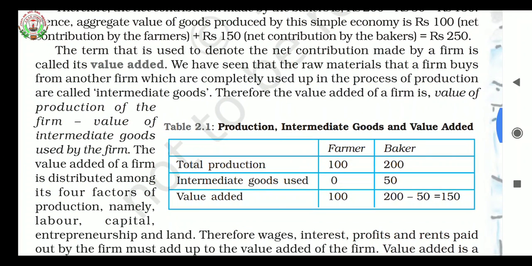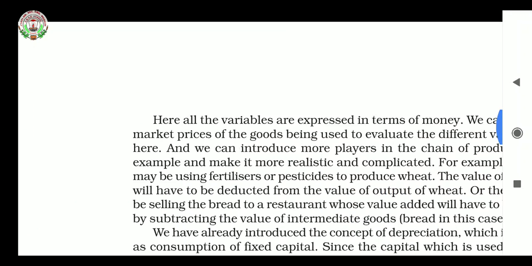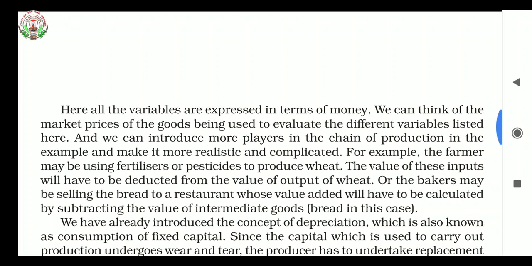Total production, for the farmer, is 100, and for the baker it is 200. Intermediate goods used, for the farmer it will be 0 because they had not used any intermediate goods, but the baker had used intermediate goods costing rupees 50. Value added for the farmer, the whole contribution, will be 100. For the baker it will actually not be 200, it will be 150, because in that, 50 rupees was of the intermediate goods which was the cost to the farmer. Here all the variables are expressed in terms of money. We can think of the market prices of the goods being used to evaluate the different variables listed here.